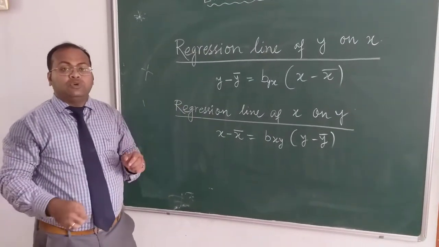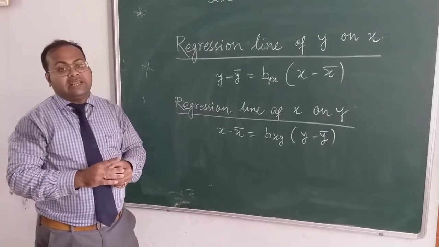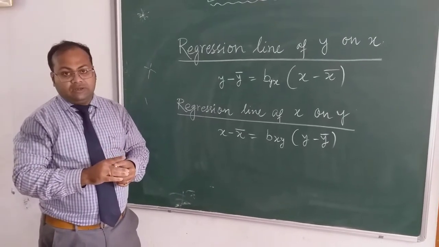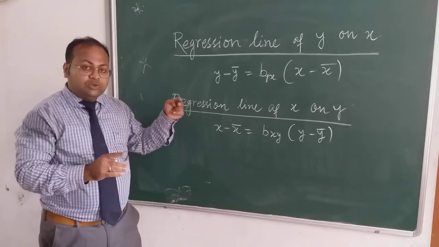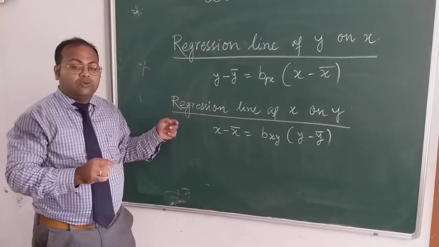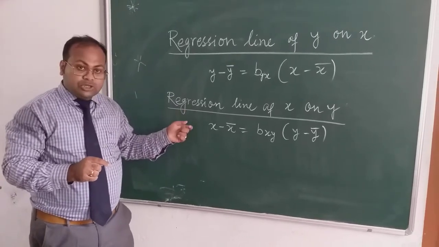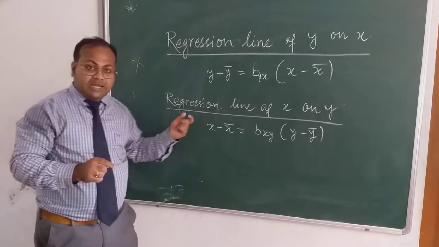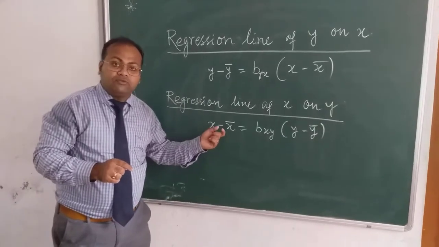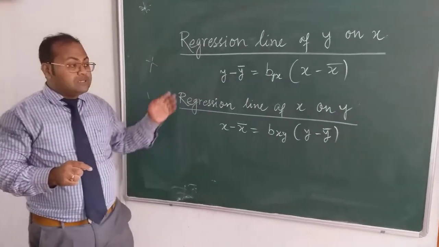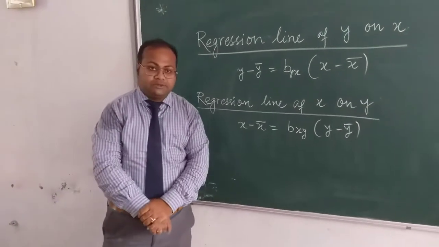If we solve two regression lines, we will always get the means. So if we solve two regression lines, what will we get? We will get the respective means. The solution of x will be the mean of x and the solution of y will be the mean of y. Now we will see some important sums regarding this topic. Okay.